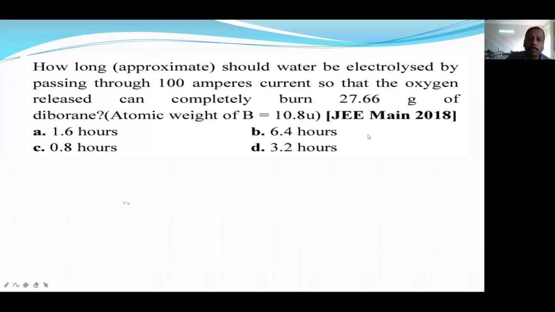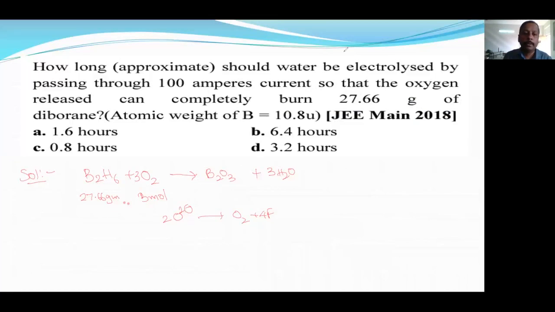Okay, next question. How long approximately should electrolysis be carried out by passing 100 ampere so that the oxygen released completely burns 27.66 g of diborane? Stoichiometry is related here. Very good question. So try to solve it without balancing, and if you do, you will get a wrong answer among these. First of all, apply the stoichiometry after balancing the equation.